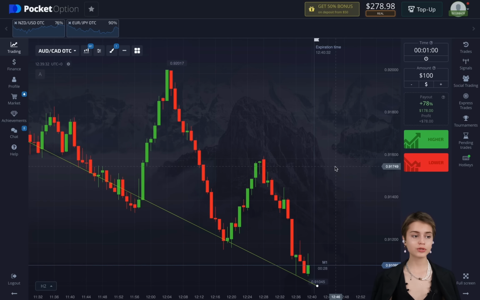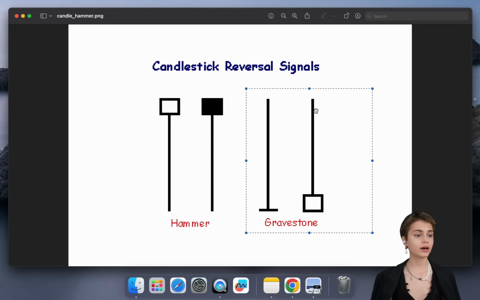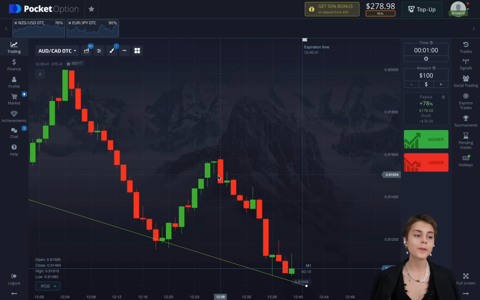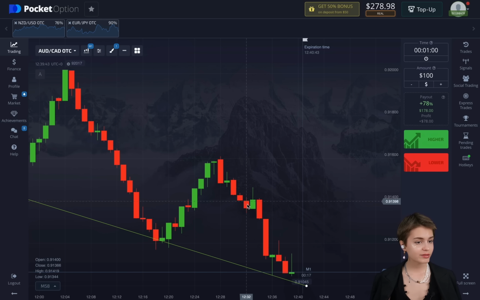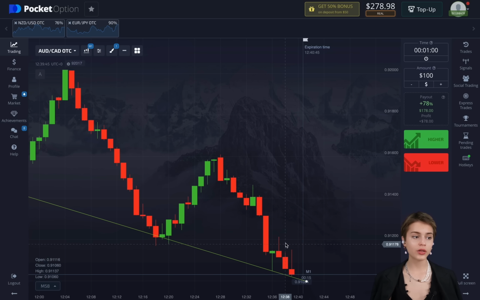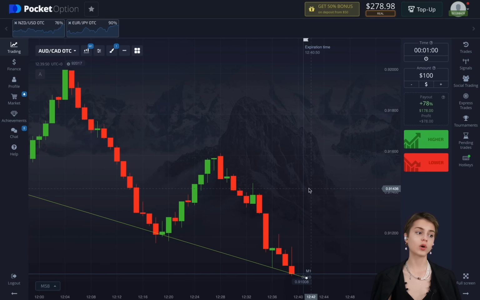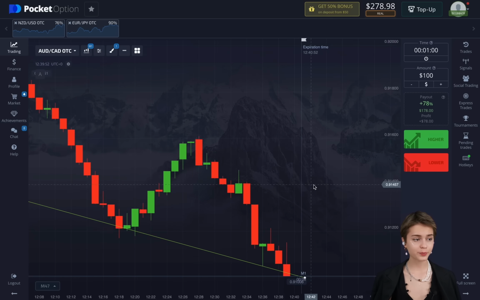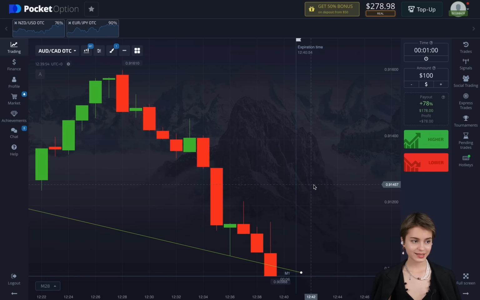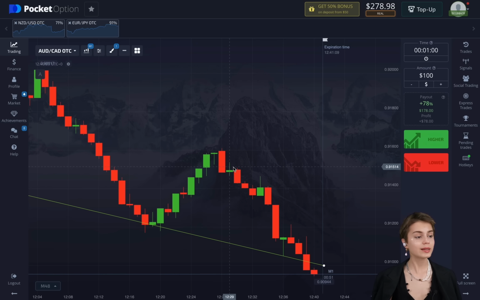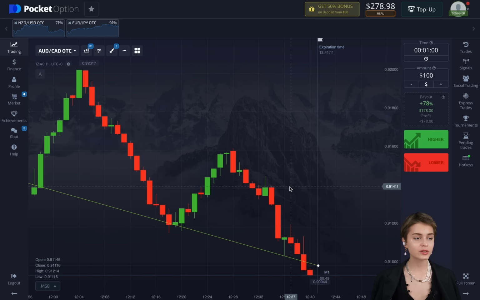Okay, on this local uptrend, even 3 gravestone candles were formed, and let's take a closer look. Here's the first gravestone candle, second one, and recently we've got the third candle, after which we opened the deal with lower and it's closed in a profit. Okay, so in all of those 3 cases, the next candle was red, and it means that all of those signals worked out in a profit.